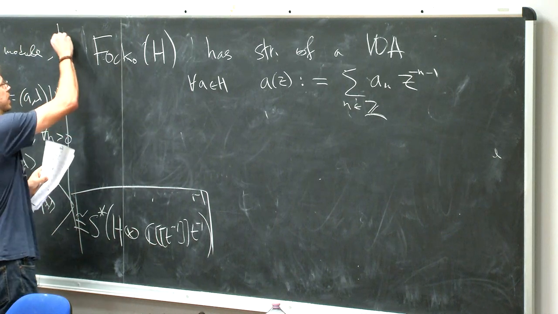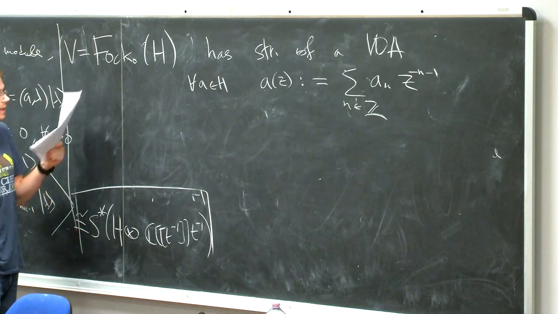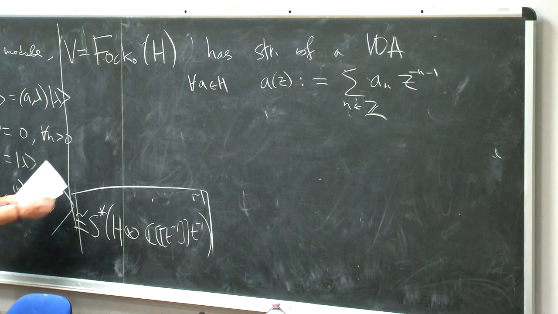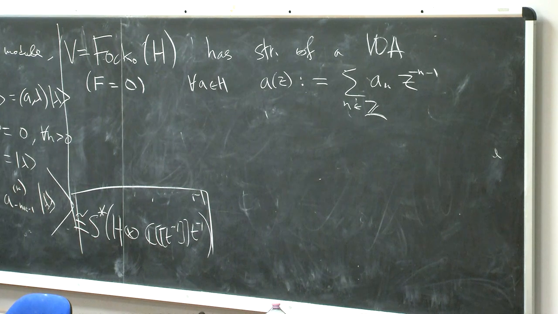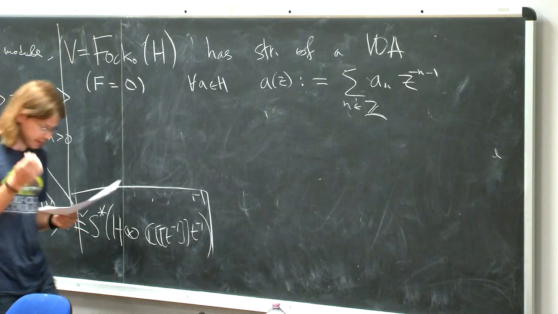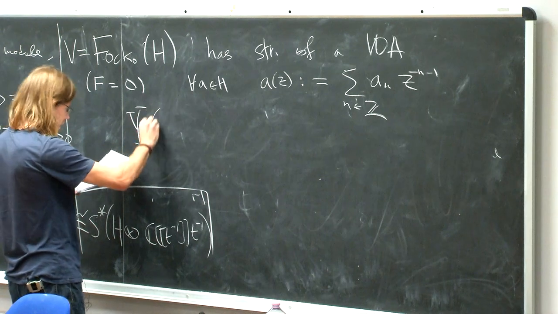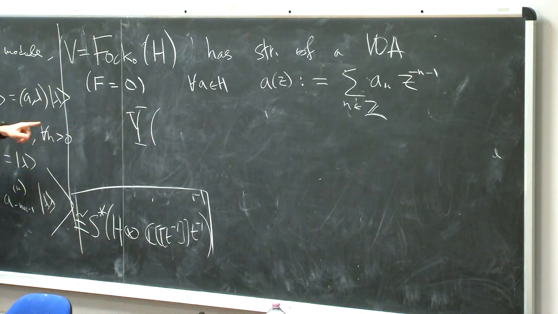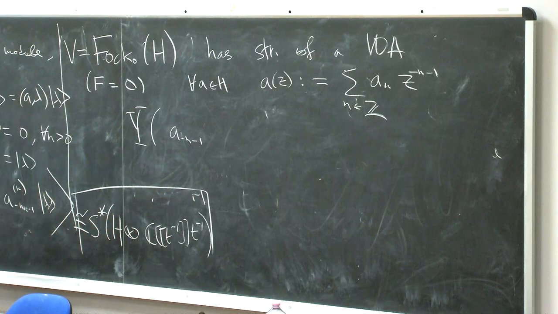So this defines V as a vector space. The Z2 grading everywhere will be zero in this case, and the Z grading will be provided by the conformal element, which I will construct in a moment. So I need to define a VOA structure. I need to define how the Y operator acts. So it's enough to define, of course, on any generator here.